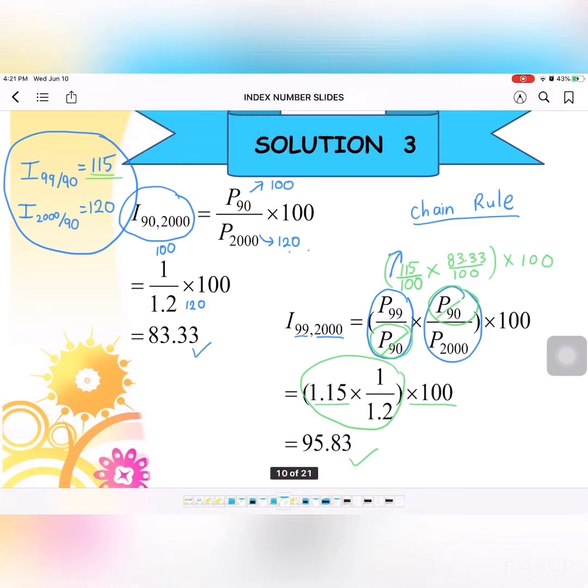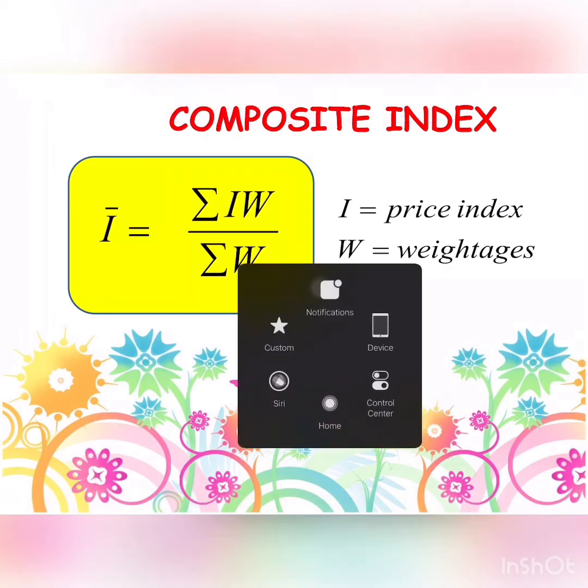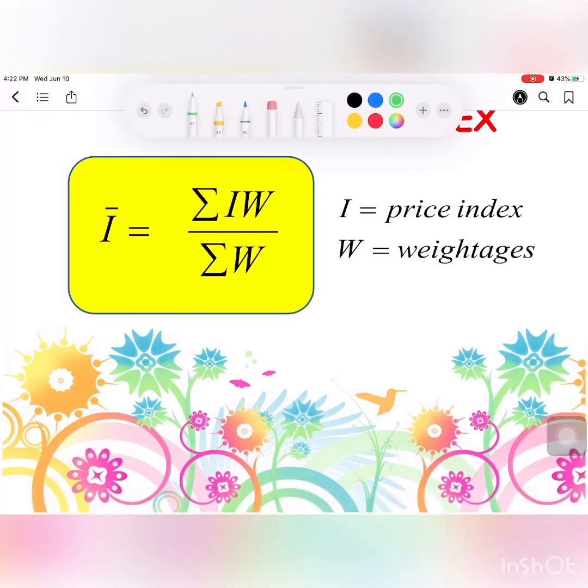I'm going to go further for this kind of question later, but now we are going to go to composite index. Composite index is easy as well. So there is a formula for composite index, and I need to close this one first. Okay, so this is the composite index formula: I-bar equals the summation of I, the price index, times W. W is the weightage, or in Bahasa Melayu it's pemberat.